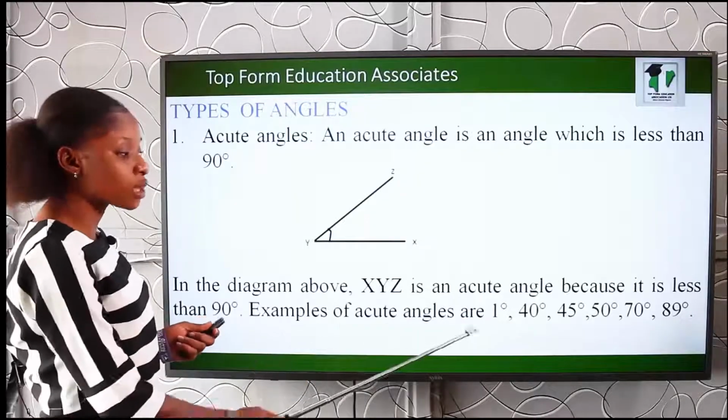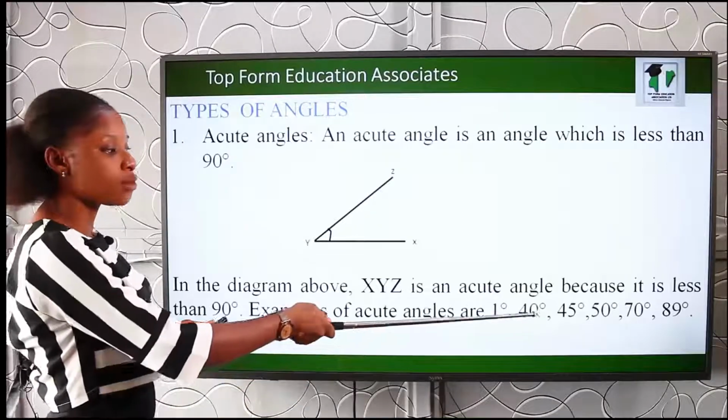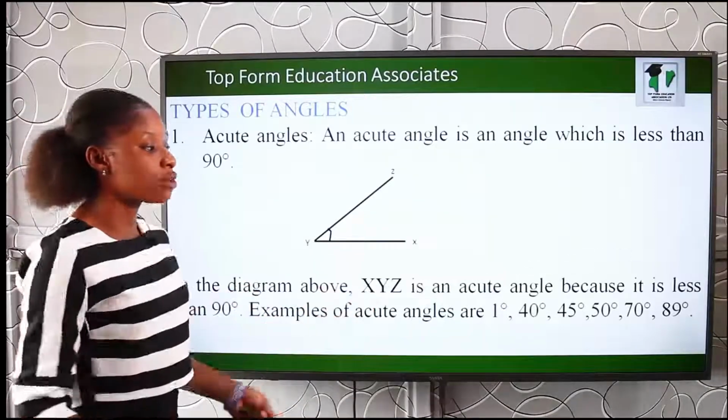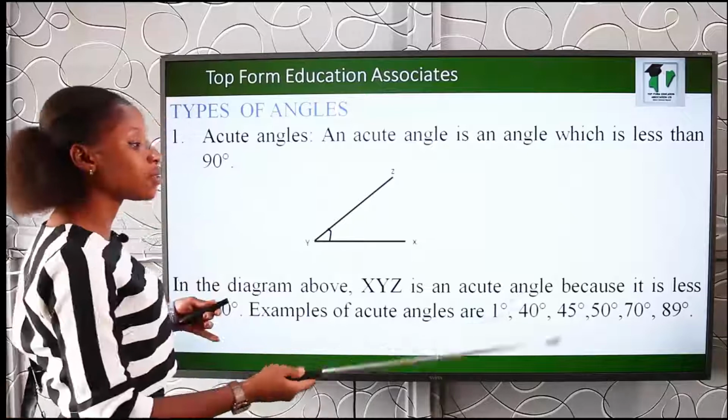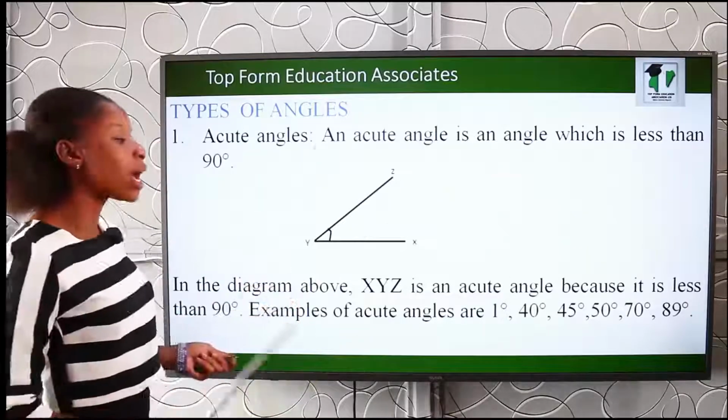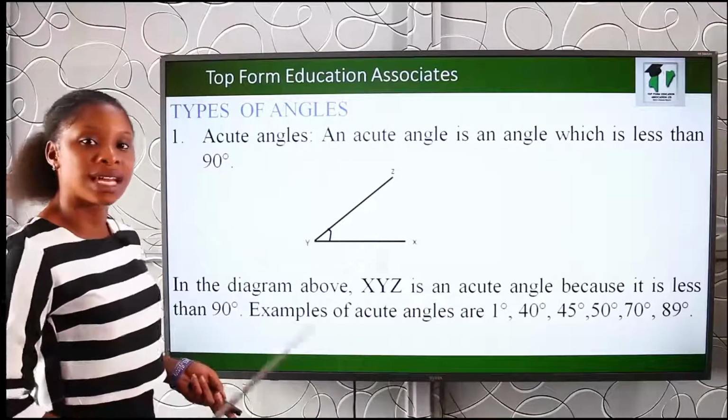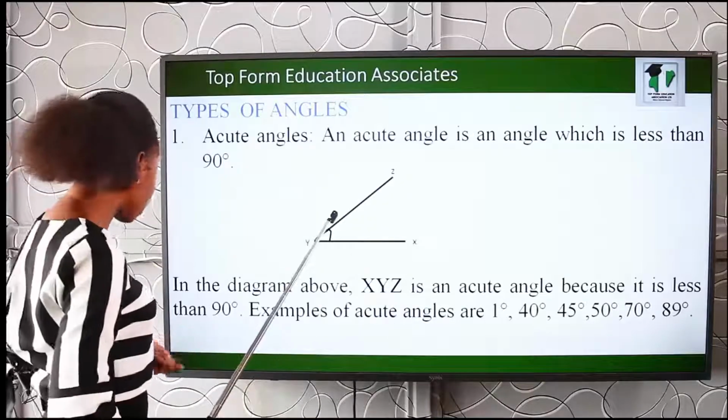Examples of acute angles are 1 degree, 40 degrees, 45 degrees, 50 degrees, 70 degrees, 89 degrees, and so forth. As long as it is less than 90, it is an acute angle.